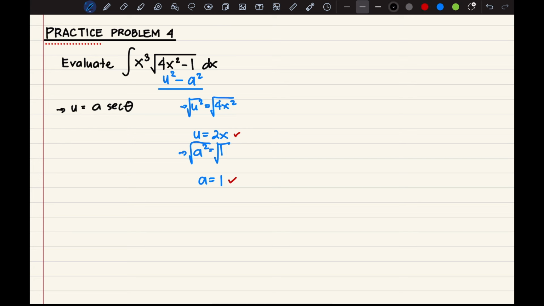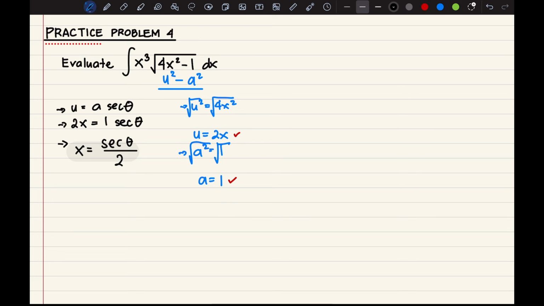Going back to our substitution, u is equal to 2x. Therefore, we have 2x equals a, which is 1, times secant theta. So this is now our substitution for x. We only simplify it to find an equation for x. So we have x is equal to secant theta all over 2. So this is now our substitution for x.